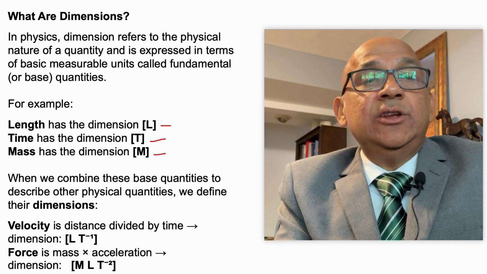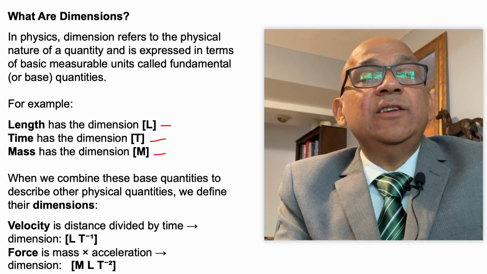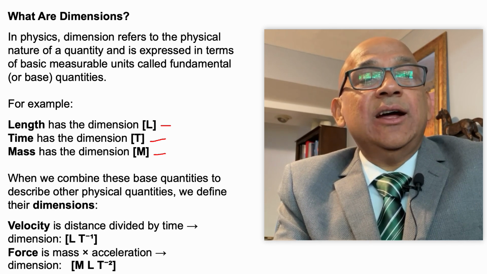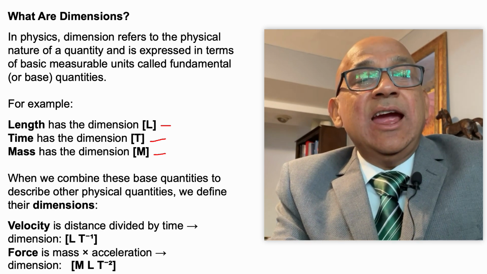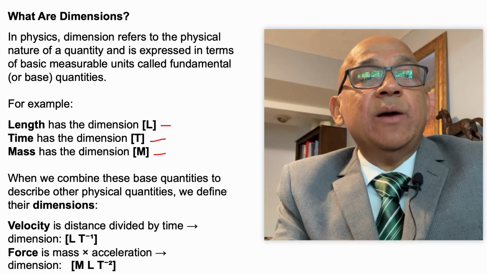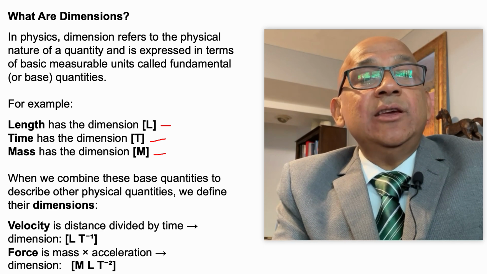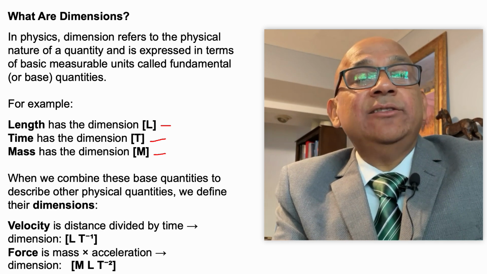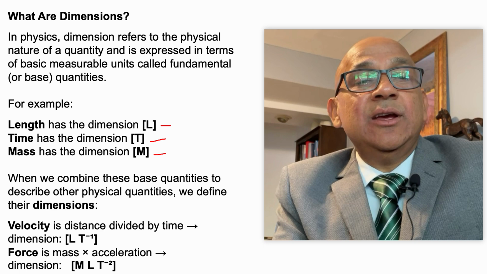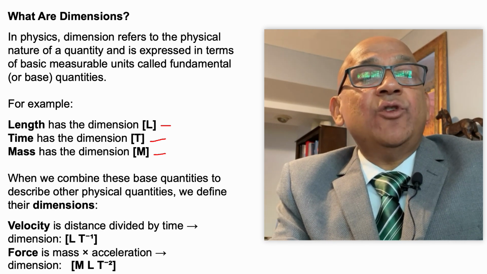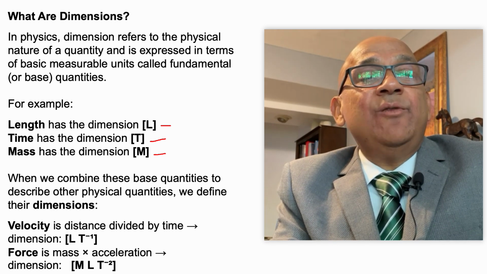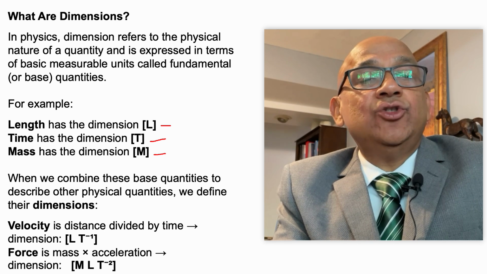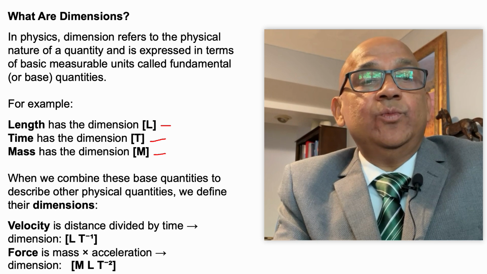When we combine these base quantities to describe other physical quantities, we define their dimensions. For example, velocity is distance divided by time. So its dimension will be L T to the power minus 1. L for the distance, and because it is divided by time, T to the power of minus 1. Similarly, force is defined as mass times acceleration, and the dimension for mass is M, while for acceleration it is L T to the power minus 2. So the dimension of force will be M L T to the power minus 2.